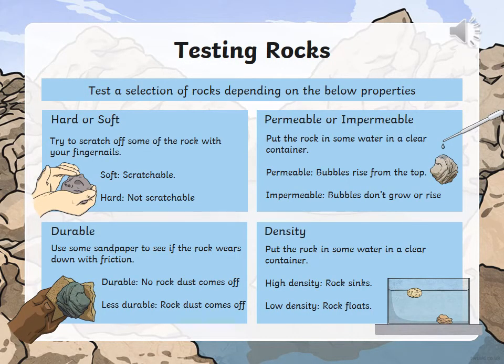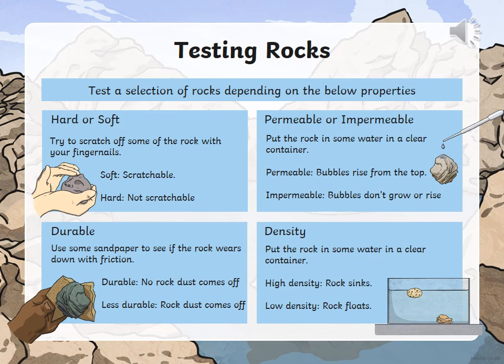In our next class, we're going to be testing the rocks using different processes to find out their properties. For hard and soft, we're going to try and scratch off some of the rock with our fingernails or, as I said, a corner of a ruler if you don't have good fingernails. And we're going to be testing permeable or impermeable to see if bubbles come up when we put it inside a glass of water. And if you've been able to find the sandpaper, we're going to see if some of the rock wears down with friction by rubbing it on sandpaper. And then we're also going to see if any of our rocks that we found float.